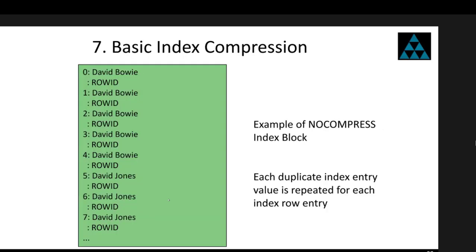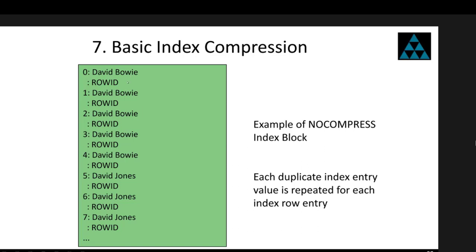So basically, when I create an index by default, this is the indexed value and I store the row ID: index value, row ID. So if I've got a lot of repeated names, values, I'm storing that value again and again and again within a leaf block. That's how it stores things by default.